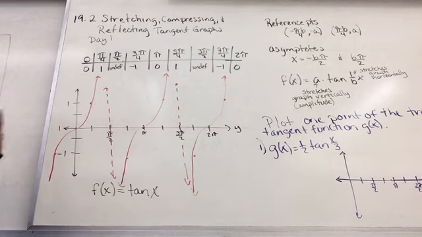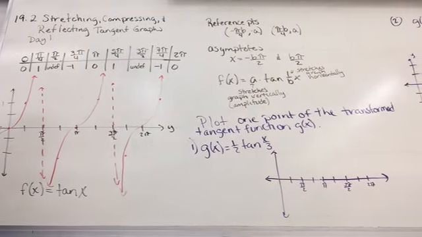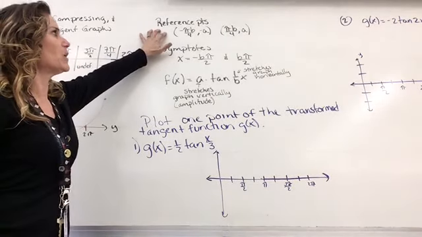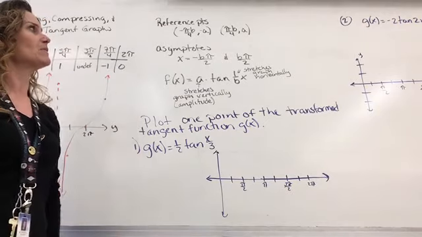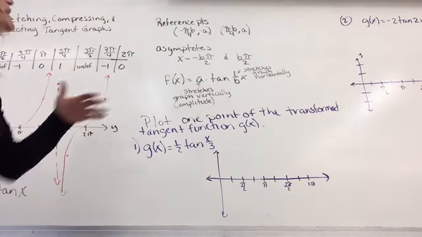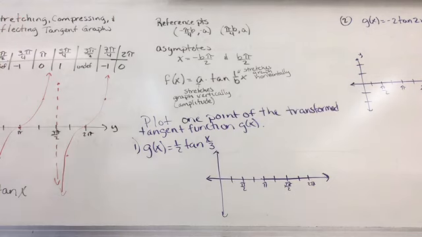Now, to be able to figure out the shifts and translations, where those asymptotes and reference points are, we actually need to look at reference points. The reference points are going to be defined by negative pi times b divided by 4, comma negative a, and pi times b divided by 4, comma a. Those are the two reference points we'll use. The asymptotes will be at x equals negative b times pi divided by 2 and positive b times pi divided by 2.